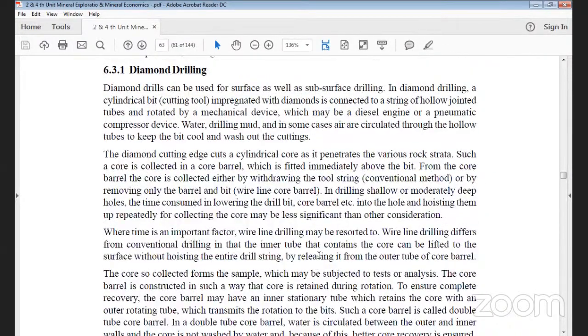Diamond drilling. In diamond drills, which are used for surface as well as subsurface drilling, a cylindrical bit is impregnated with diamond. It is connected with a string of shallow jointed tubes, and it is rotated by a mechanical device, which may be a diesel engine or a pneumatic compressor. Water is used for drilling, and in some cases it is circulated through the hollow tubes to keep the bit cool and wash out the cuttings.